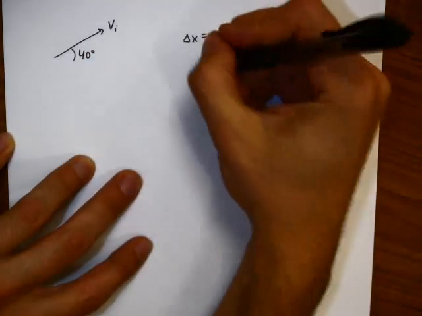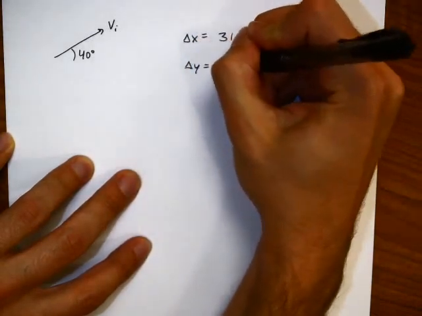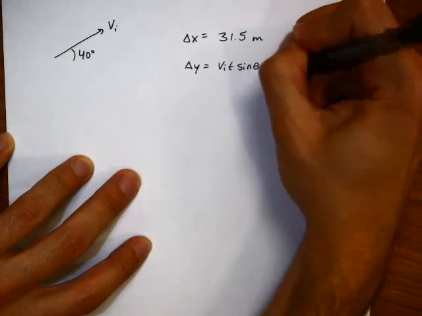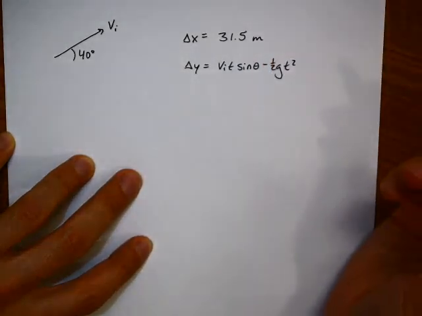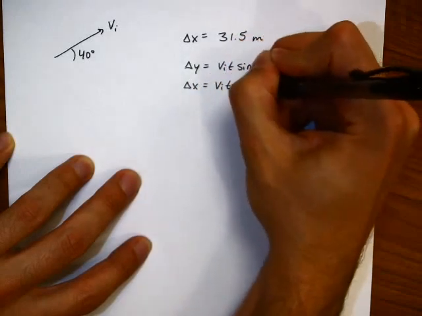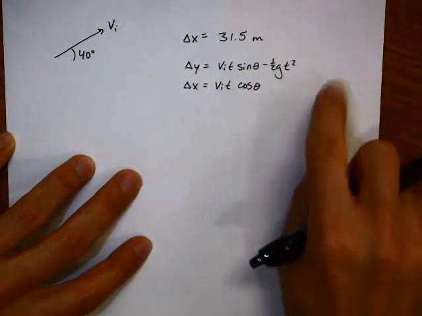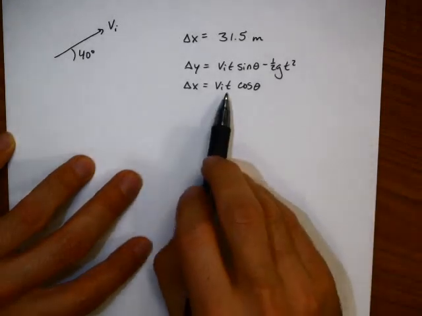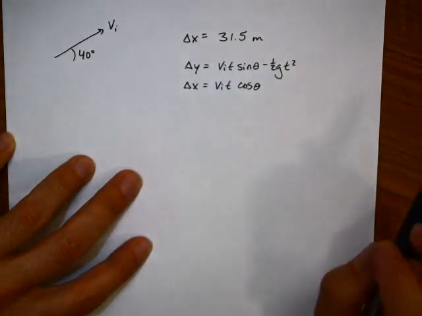We have our equations. Delta y equals ViT sine theta minus 1/2 gt squared. And we have the equation also, delta x equals ViT cosine theta. I advise you to draw that picture. We know that ViT cosine theta equals 31.5.